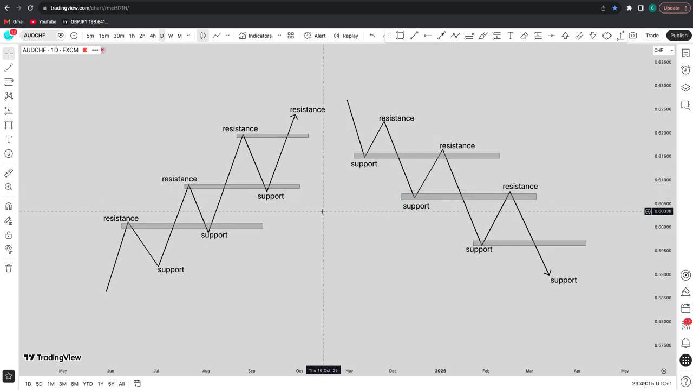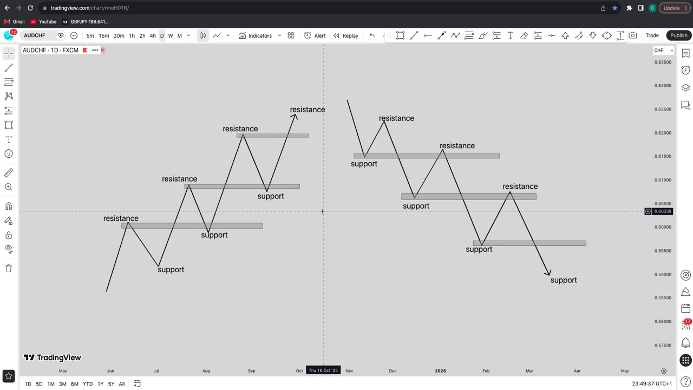Think of it as a floor beneath the price. When the price approaches support, traders are often expecting it to bounce upward. It's just like you standing on the floor. What is actually holding you is support, the floor.